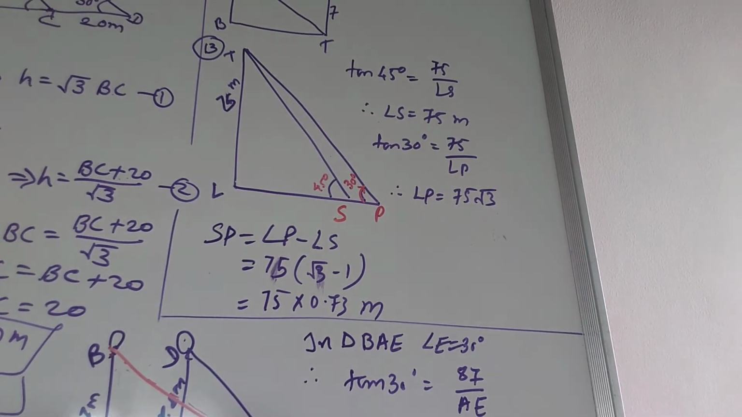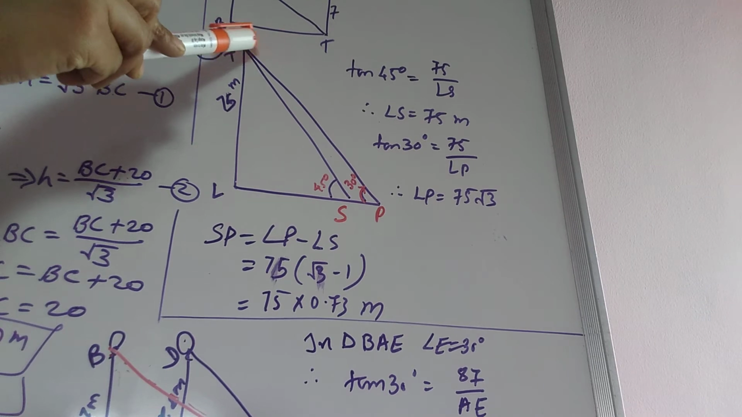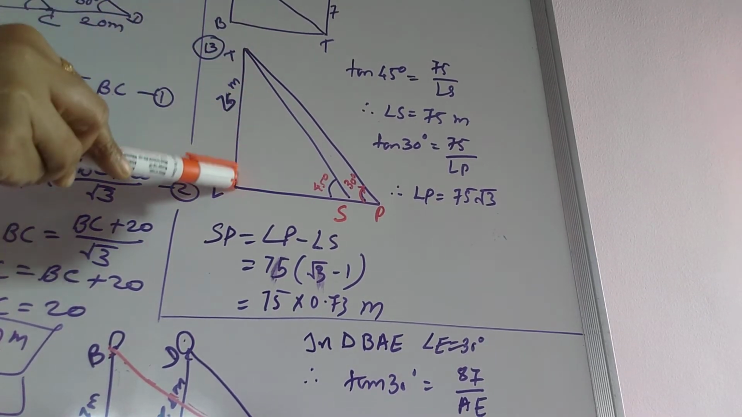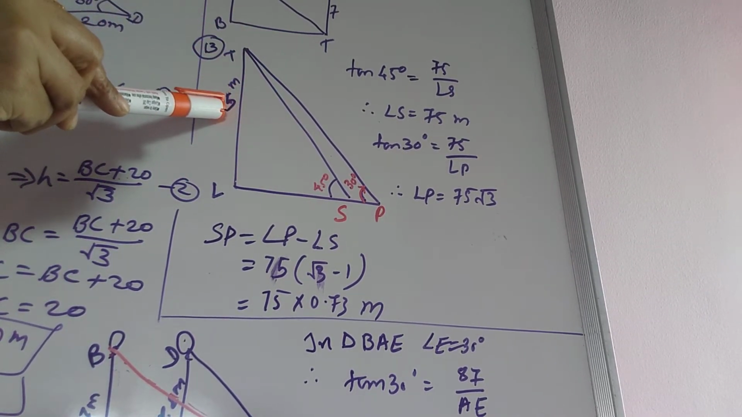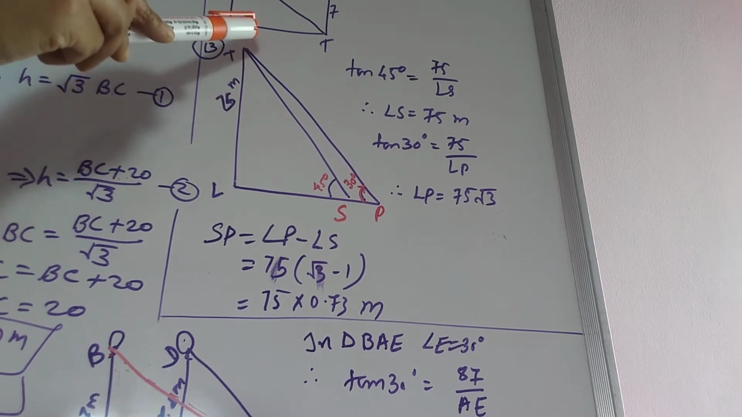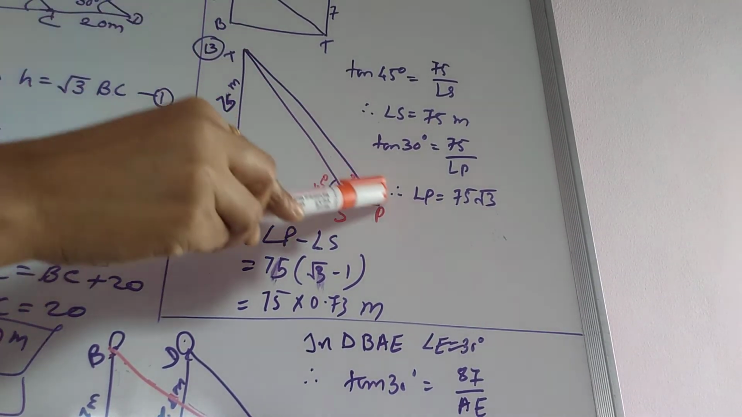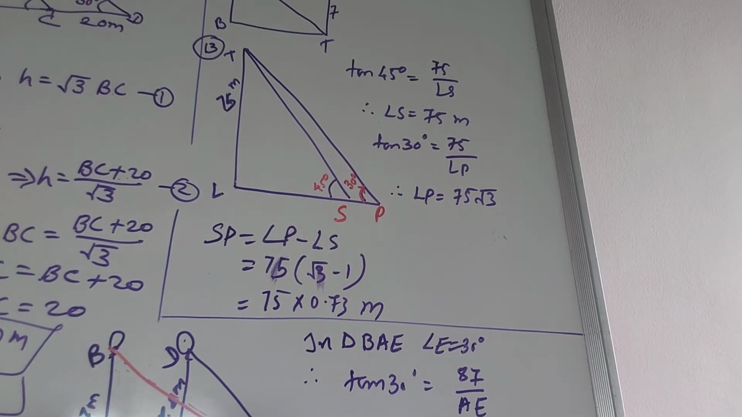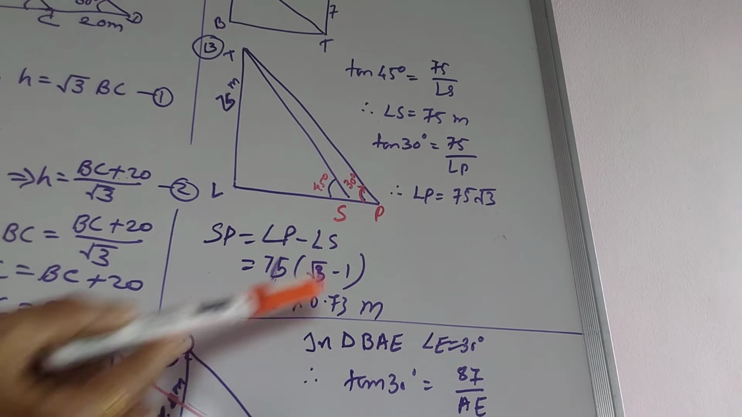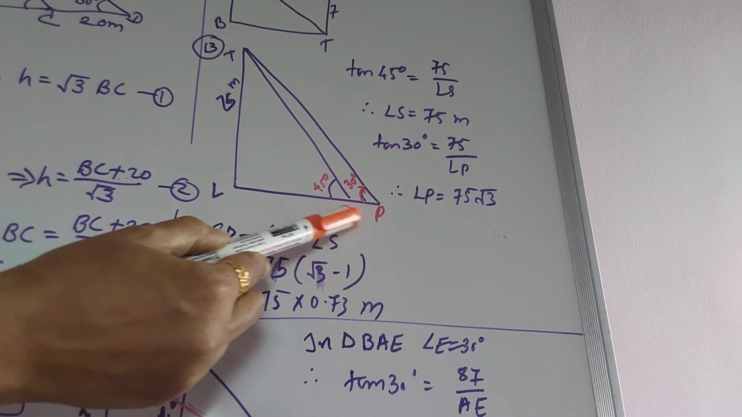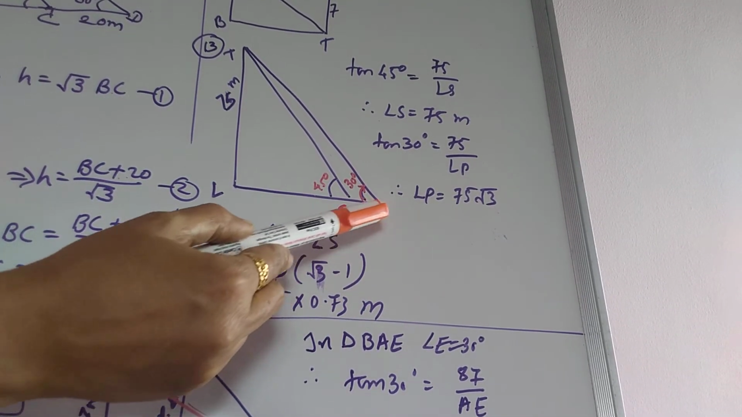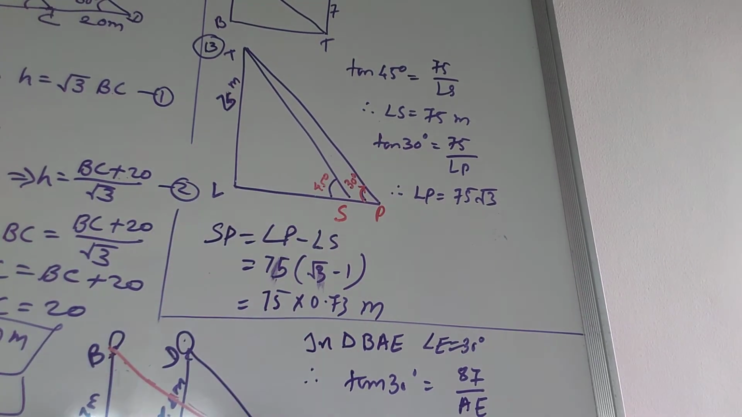Now if you see question number 13, from the lighthouse LT, which we have taken as a lighthouse of height 75 meters, two ships are observed, one behind the other. The angles of depression are 30 degrees and 45 degrees, and we have to find the distance between these two ships. S and P are the ship positions.